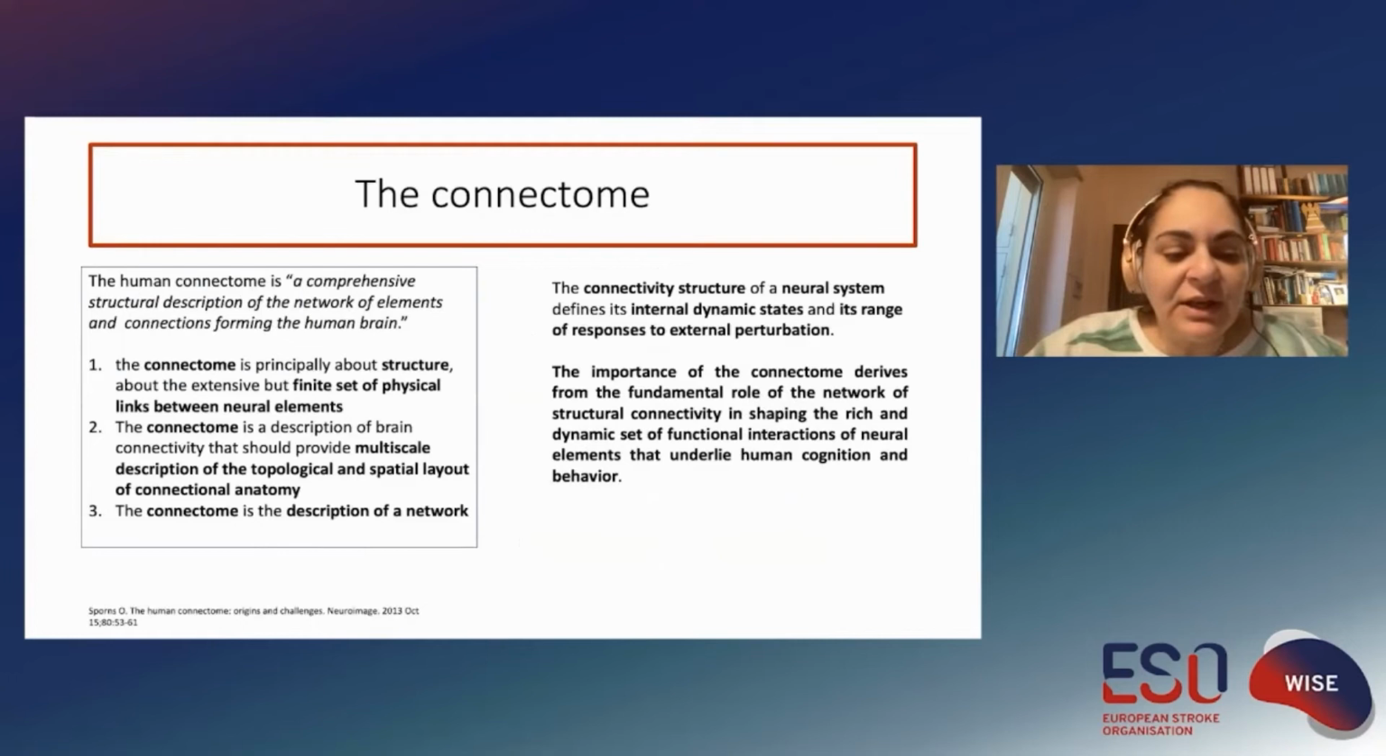Central to the current thinking about brain networks is the concept of the connectome. This word was first coined in 2005 by Olaf Sporns, Giulio Tononi, and Rolf Kötter, to define a matrix representing all possible pairwise anatomical connections between neural elements of the brain. So the connectome is a comprehensive structural description of the network of elements and connections forming the human brain.